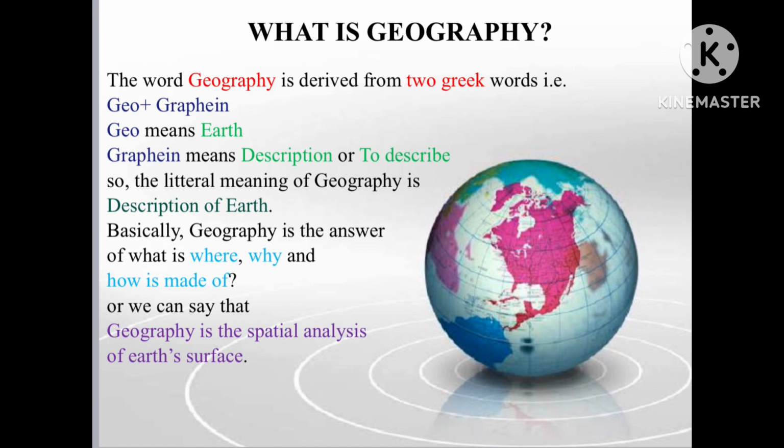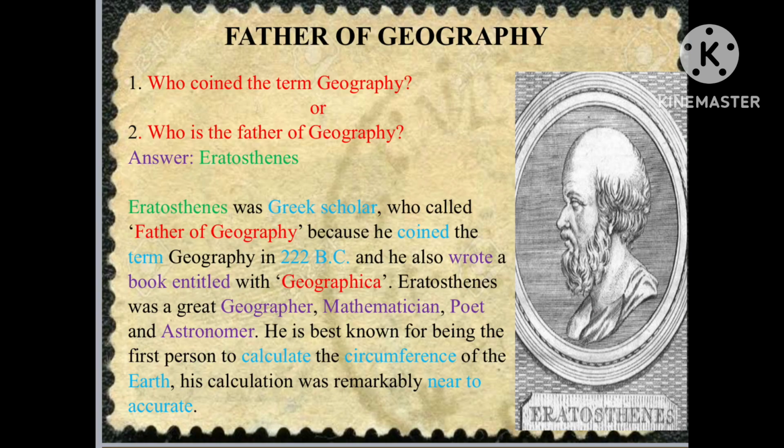For example, if we learn about the formation of mountains, like how mountains are made and why those mountains are situated in a particular place, all these questions will be answered by geography. In simple terms, if we analyze our earth on a spatial basis, that is called geography.